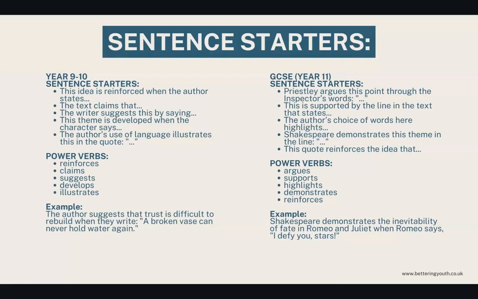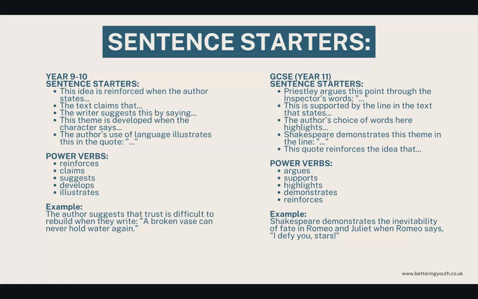So as you can see, some of these are going to be power verbs from year 5, year 6, year 7, year 8, all the way through. We can use very similar words. However, it is the sentence starter or the way that we include them in our sentence that really shows the difference between a grade 3 to a grade 9 or a year 5 to a year 9 or 10. The example here is the author suggests that trust is difficult to rebuild when they write, "A broken vase can never hold water again." And then you would go into saying how this is a technique and then what the implication of that technique is.